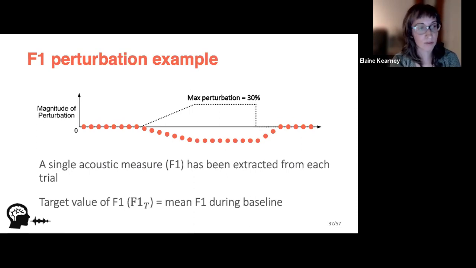We're also going to make the assumption that the target value of F1 or F1T is equal to the mean of F1 during the baseline. So I guess the way to think about that is that the people's productions during that baseline phase are fairly representative of what they intend to produce because there is no perturbation. And so we're just inferring then that this could be equal to their target value. And so again, just for the purpose of making things a little bit more concrete, I'm going to say that for this example, the target F1 is 500 hertz.